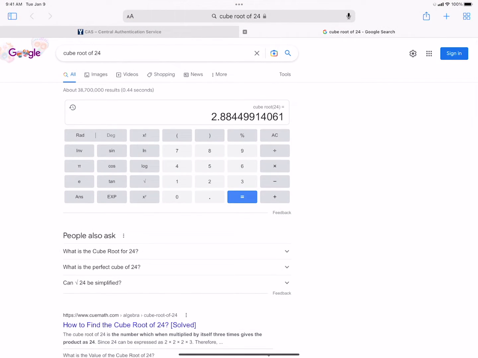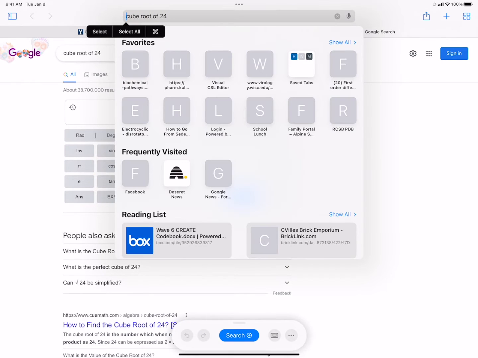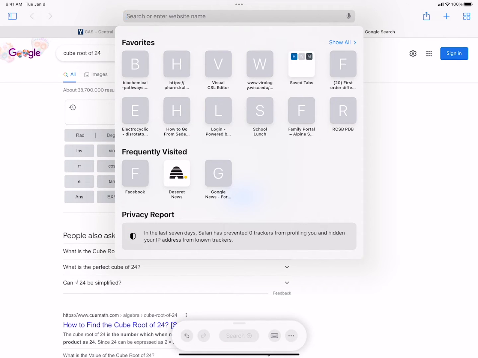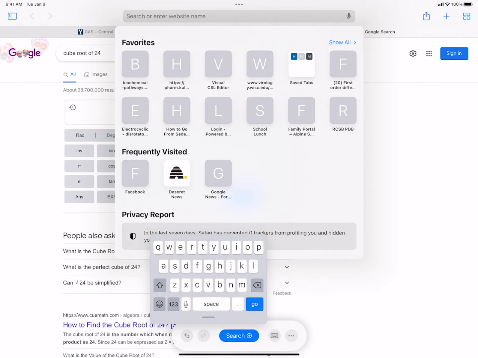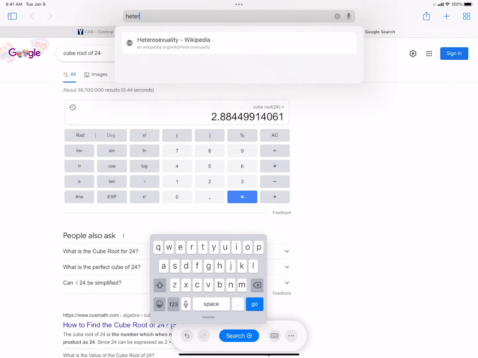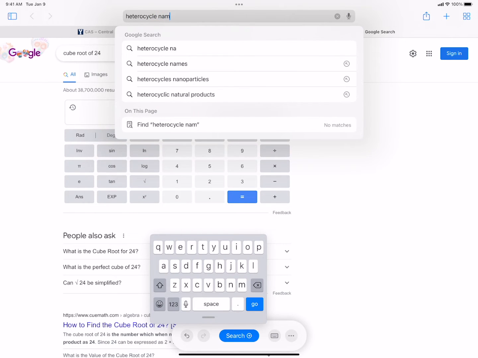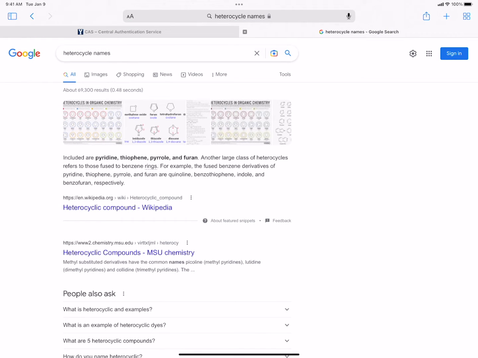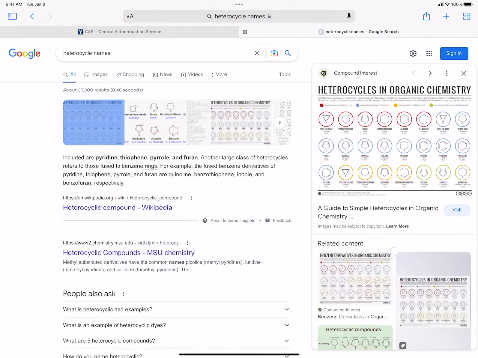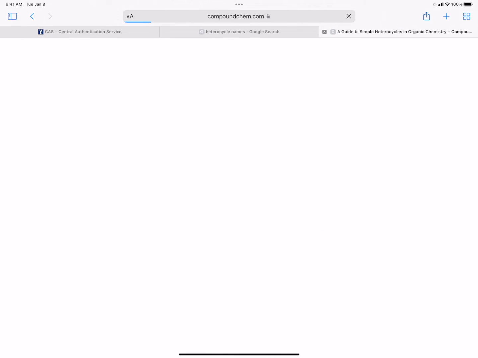Let's look. Cube root of 24. Why on earth was I interested in that? Let's see. Let's search for heterocycle names. That looks fun.